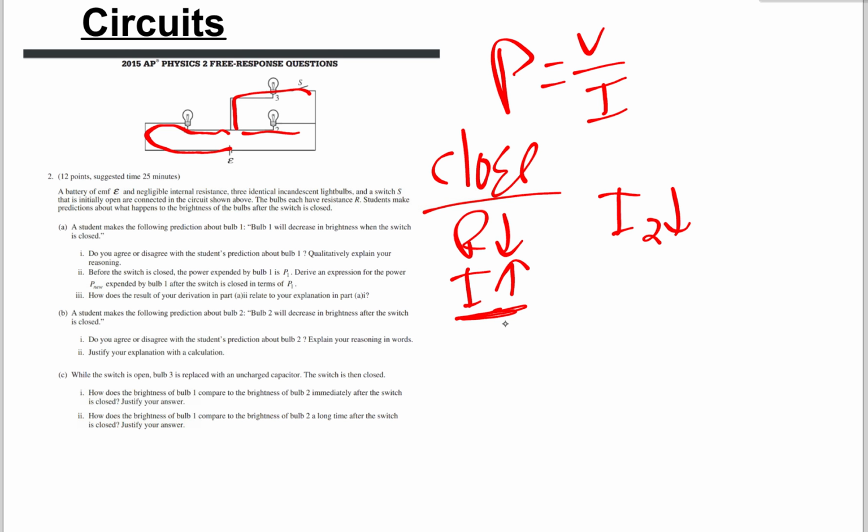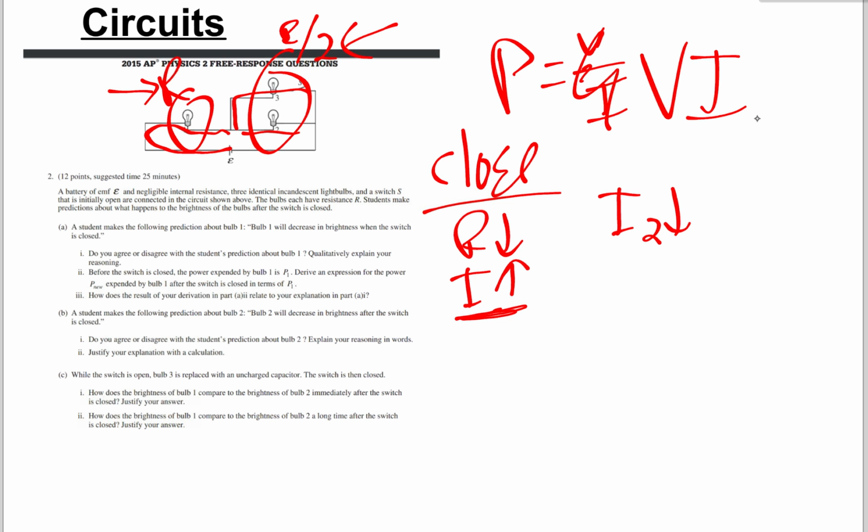All right. Also, remember what we talked about last time. Since this guy has value of R and these two have a value of R over 2, this guy is getting more than half of the voltage. It's getting 2/3 of the voltage, and this guy's getting 1/3 of the voltage. Why did I write P equals V over I? It's P equals V times I.